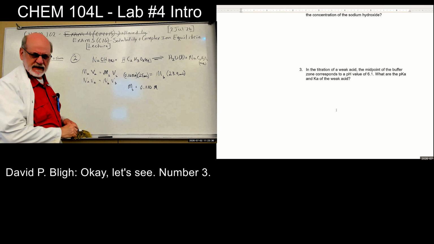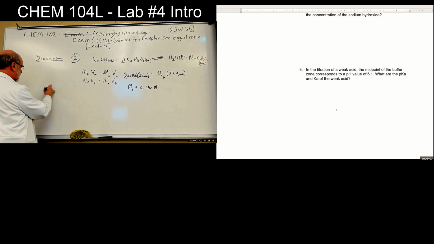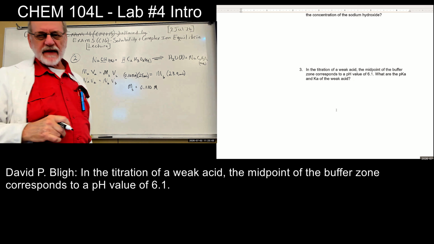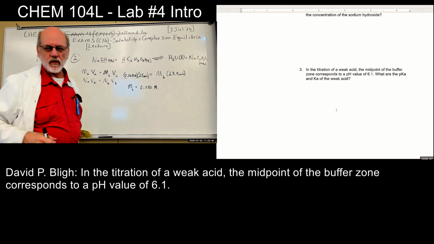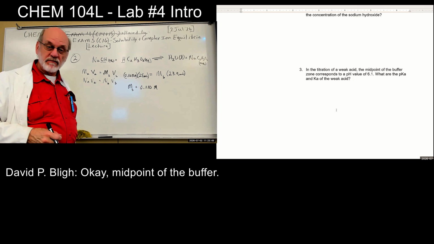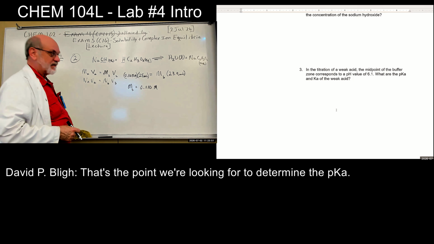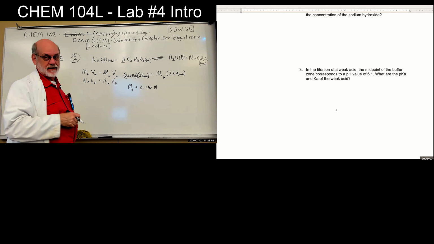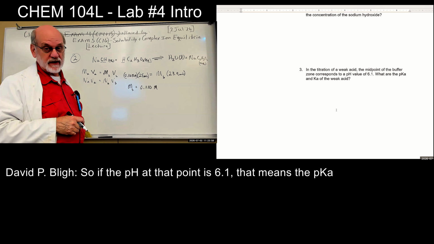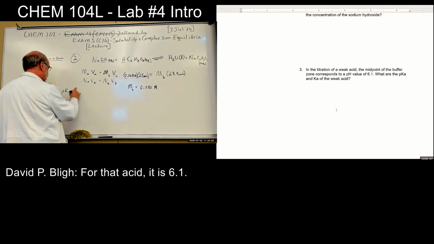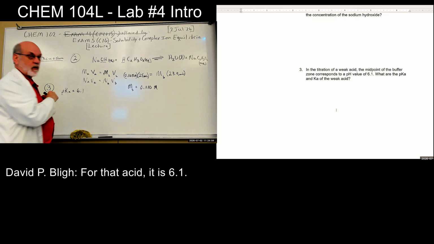Okay, let's see. Number 3. In the titration of a weak acid, the midpoint of the buffer zone corresponds to a pH value of 6.1. Okay, midpoint of the buffer. That's the point we're looking for to determine the pKa. So if the pH at that point is 6.1, that means the pKa for that acid is 6.1.